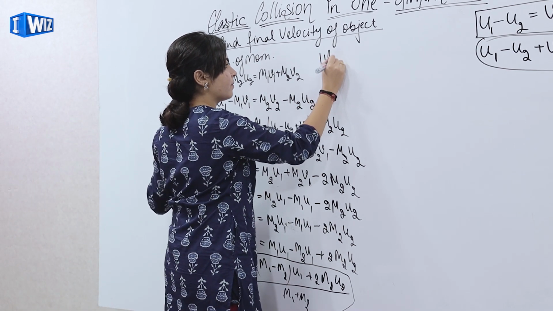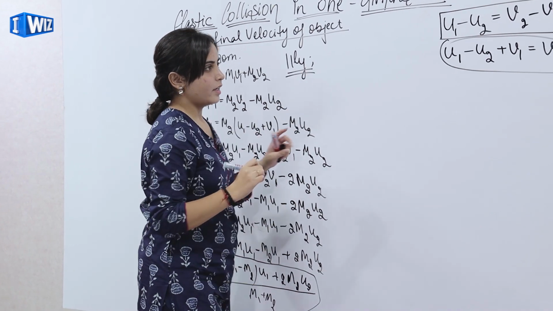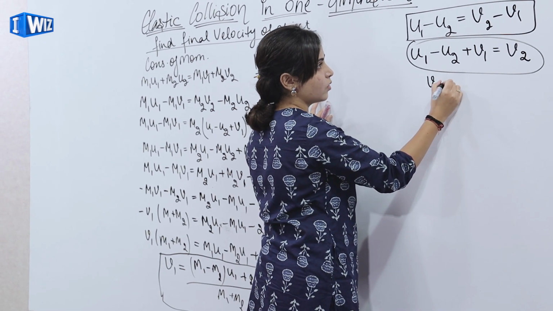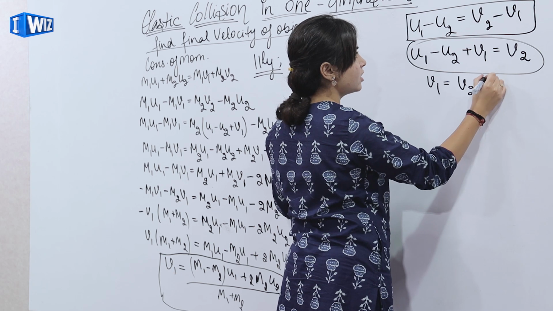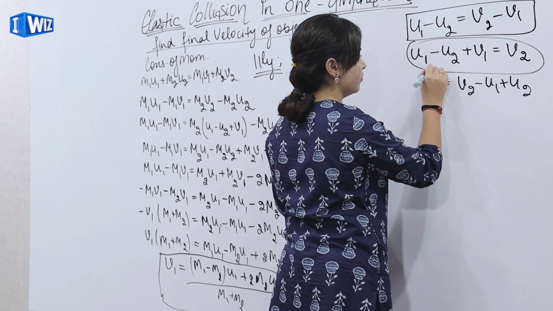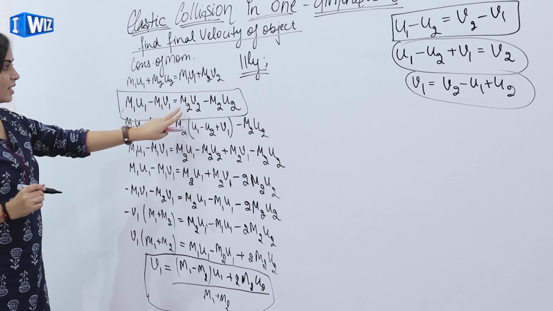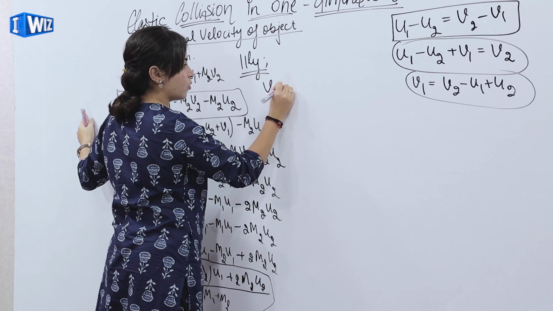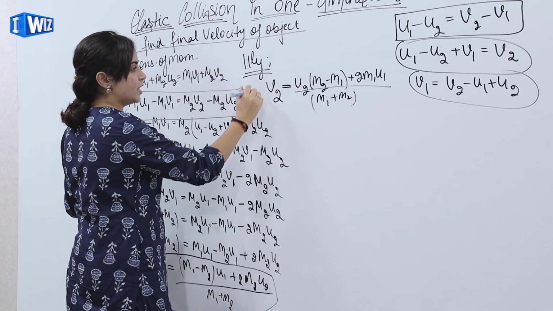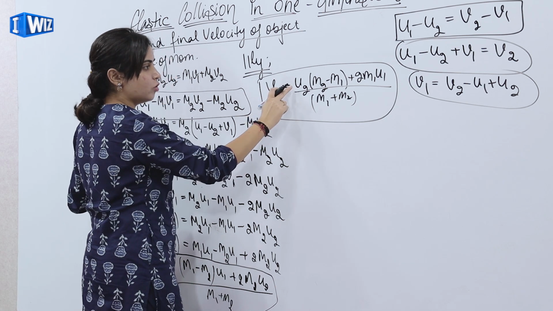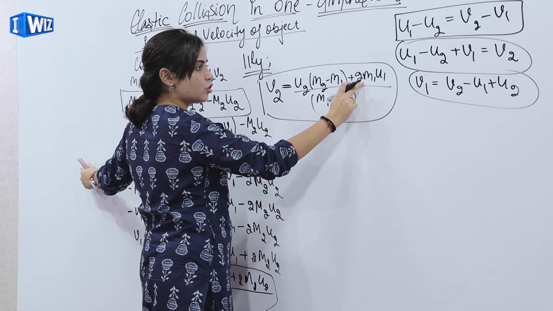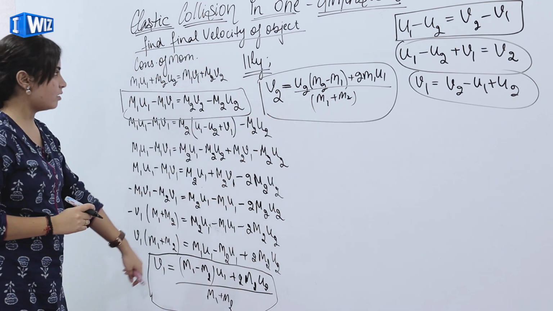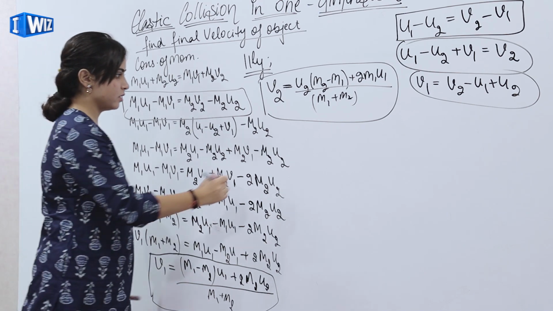Similarly, if we get v1, v1 is equal to v2 minus u1 plus u2, and substitute v1 in this equation, I'll get the value of v2, which is equal to u2 (m2 minus m1) plus 2 m1 u1 upon m1 plus m2. So these are the final velocities of the objects.